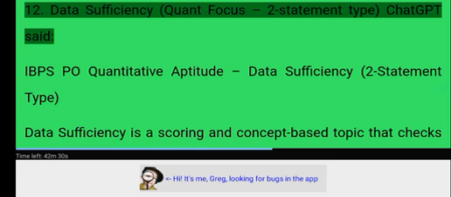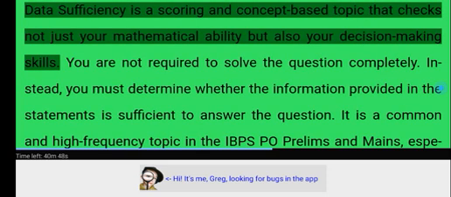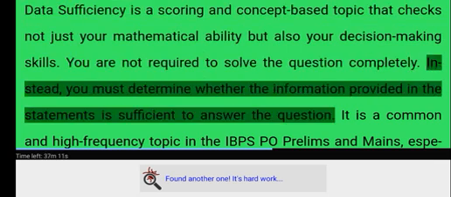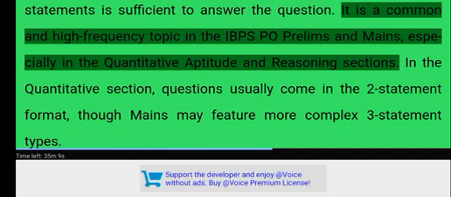Data sufficiency, quant focus, two-statement type. IBPS PO quantitative aptitude. Data sufficiency is a scoring and concept-based topic that checks not just your mathematical ability but also your decision-making skills. You are not required to solve the question completely. Instead, you must determine whether the information provided in the statements is sufficient to answer the question. It is a common and high-frequency topic in the IBPS PO prelims and mains, especially in the quantitative aptitude and reasoning sections.